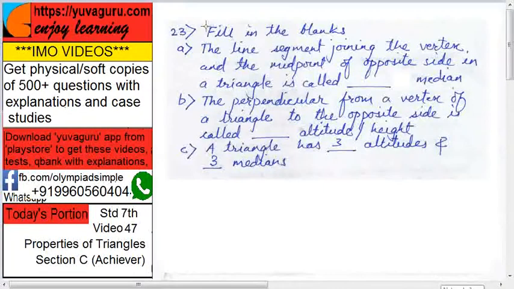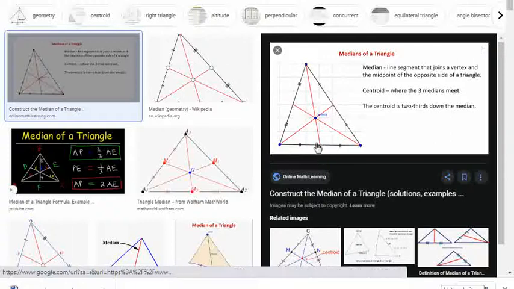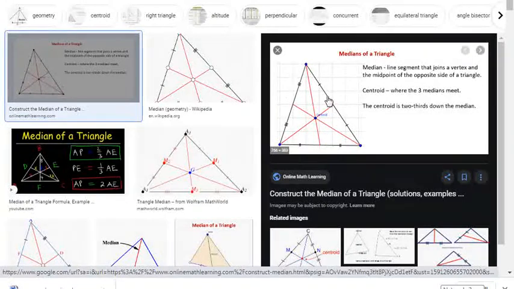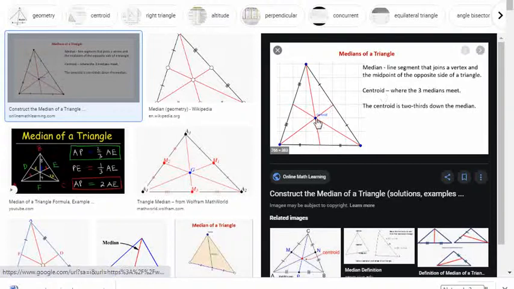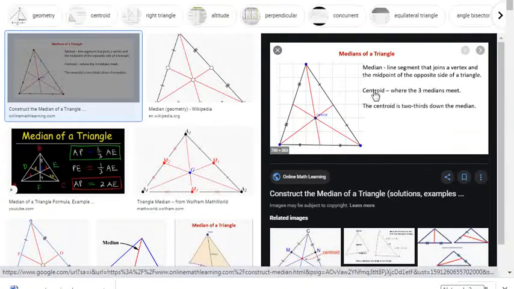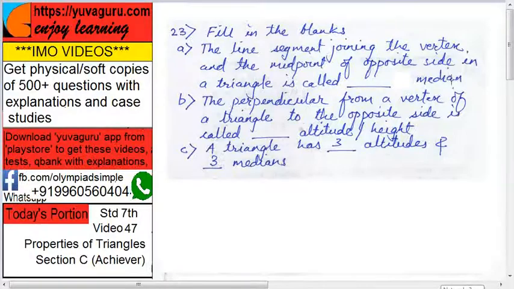Fill in the blanks. Next, the line segment joining the vertex and the midpoint of the opposite side in a triangle is called, means one vertex, one point, and the side opposite to it, midpoint of that side. See this, vertex to midpoint of the opposite side. This is called a median. So a triangle will have three medians, over here and over here, right? And the point where all the medians meet is known as the centroid. So the answer is median. The perpendicular from the vertex of a triangle to the opposite side.